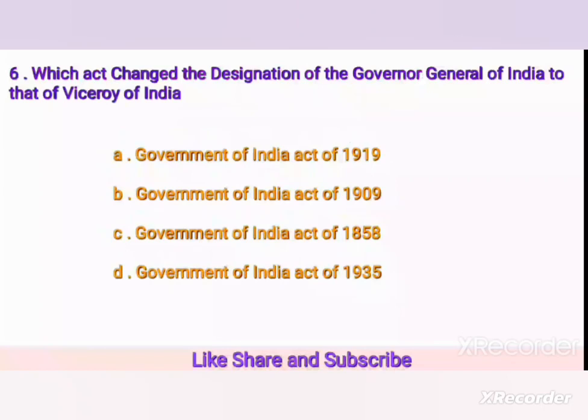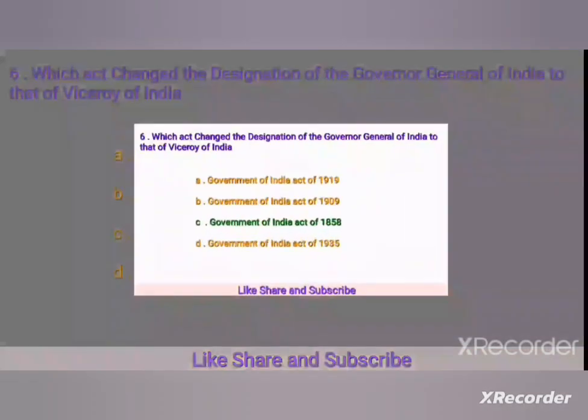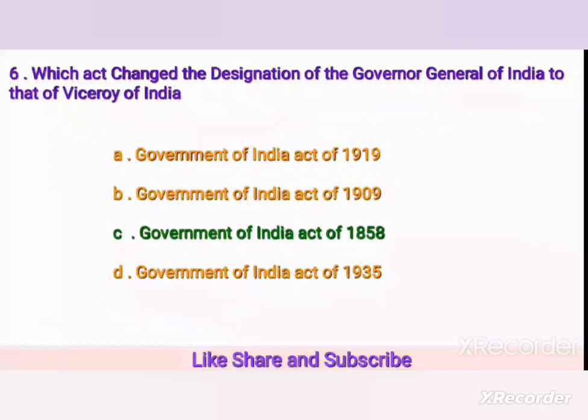Which act changed the designation of Governor General of India to that of Viceroy of India? Option A, Government of India Act of 1919. Option B, Government of India Act of 1909. Option C, Government of India Act of 1858. Option D, Government of India Act of 1935. And the answer for this question is option C, Government of India Act of 1858. Next question.